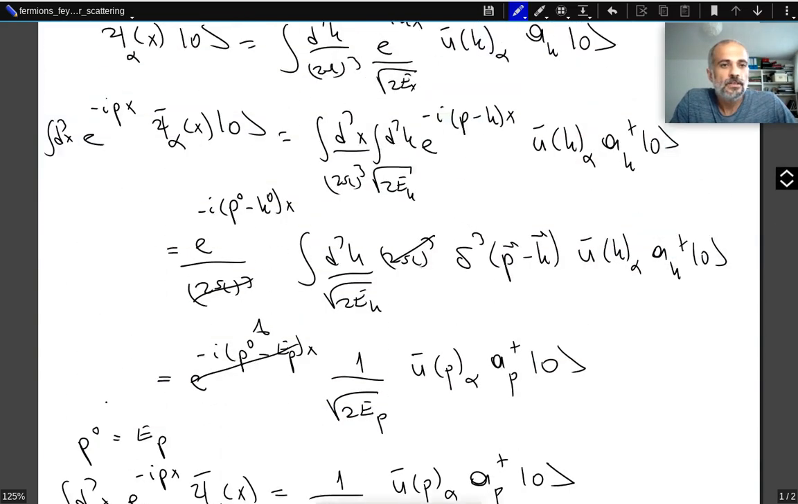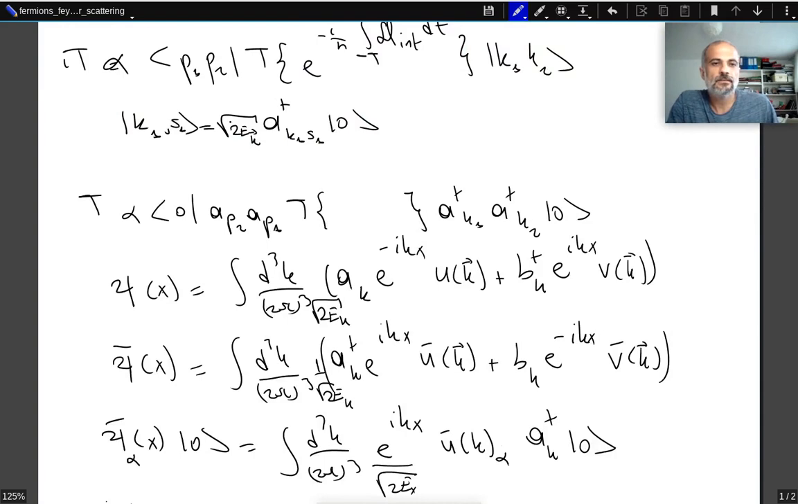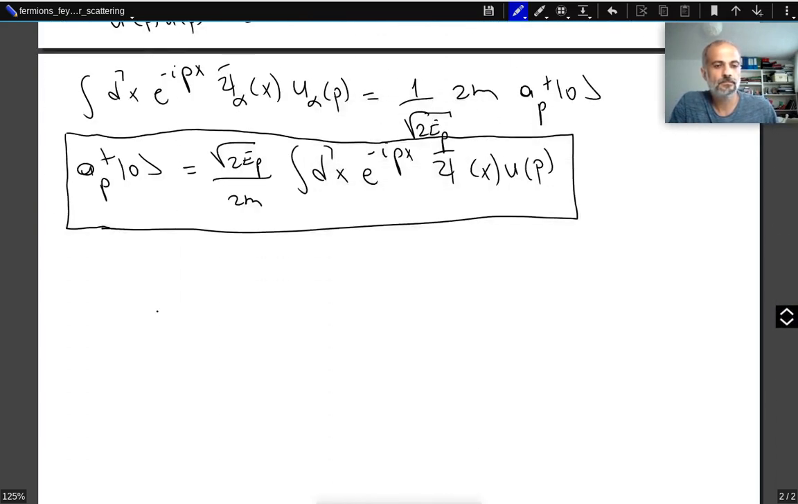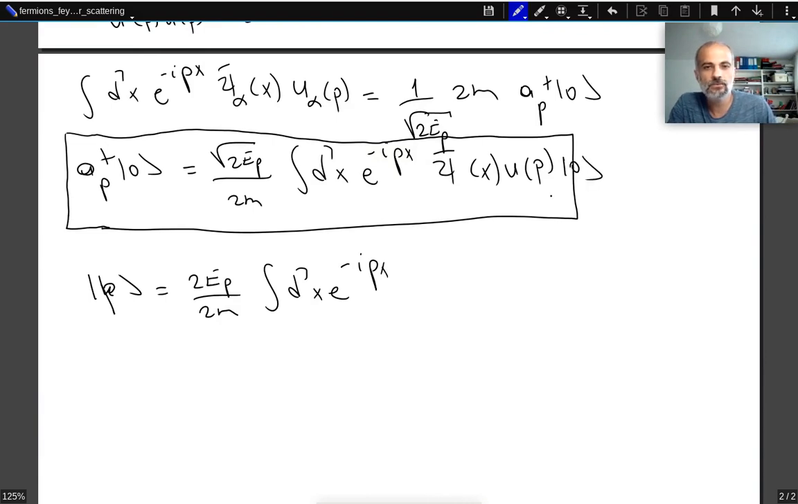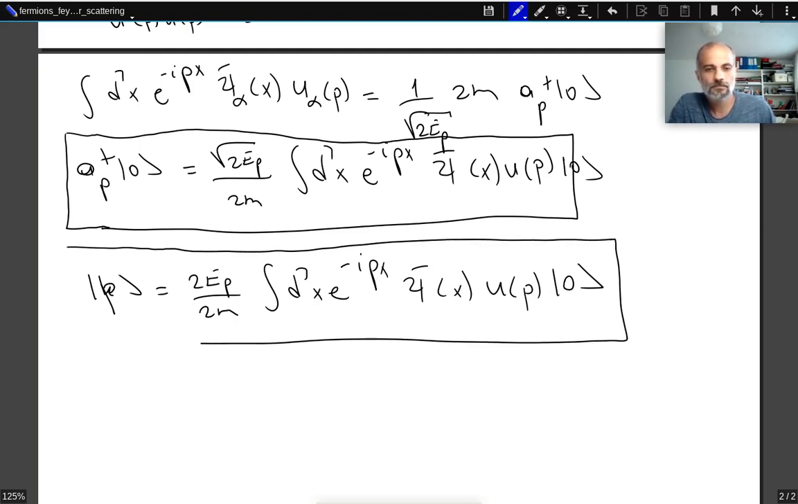Now, this state, our initial state, which we define as this k1 s1, or let's say the p state, is now given as 2Ep divided by 2m, d cubed x e to the power minus i p x psi bar of x u of p, acting on vacuum. And if we have more than one particle in this state, for each particle we have a similar factor creating the corresponding particle. Now let's see how this will contribute to our T matrix element.